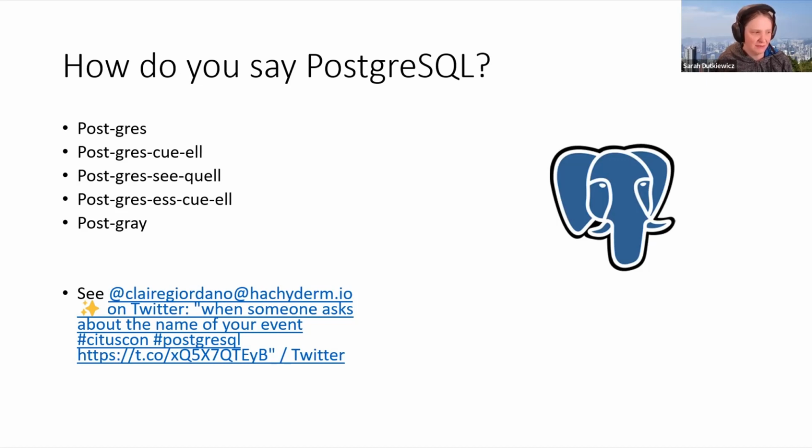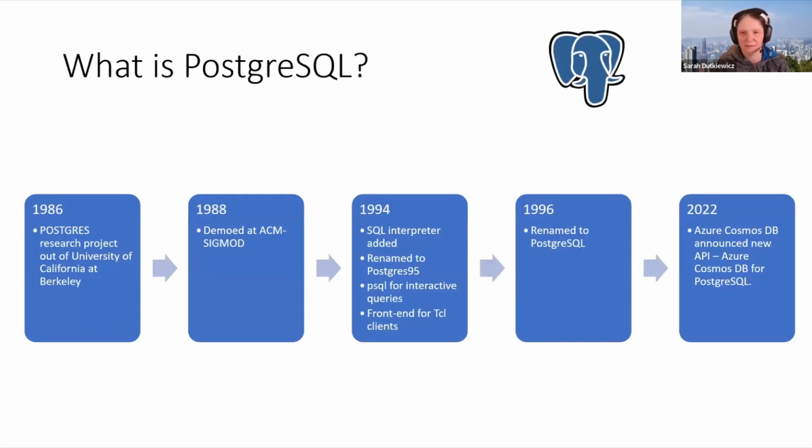There is a tweet. Claire Giordano does a lot with the Citus team, which we'll talk about in a minute. She has a tweet where she talks about the name CitusCon, an event for Postgres, which I'll talk about at the end. It's an event coming up, and people are like, how do you say this? It was hilarious when I watched it. I was like, yeah. And she likes her em dashes.